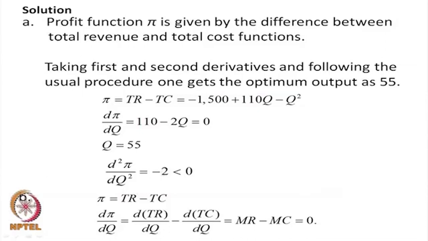The second part of the question was to show that at that optimum point MR is equal to MC. It is very straightforward, pi, profit, is equal to total revenue minus total cost, which is written here. If I take the first derivative with respect to q, which I have done here, that is nothing but first derivative of TR minus first derivative of TC. The first derivative of TR with respect to q is nothing but MR, and the first derivative of TC with respect to q is nothing but marginal cost. And since d pi dq has to be equal to 0 when it is maximum, MR must be equal to MC. So, it is very straightforward. This is the second part of this exercise.